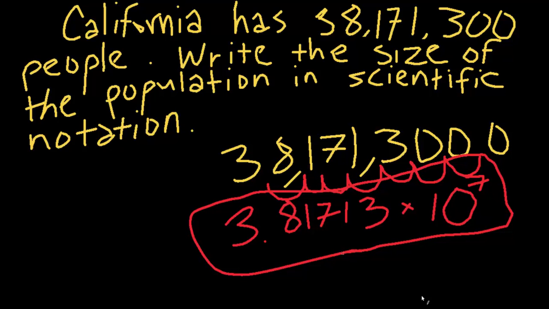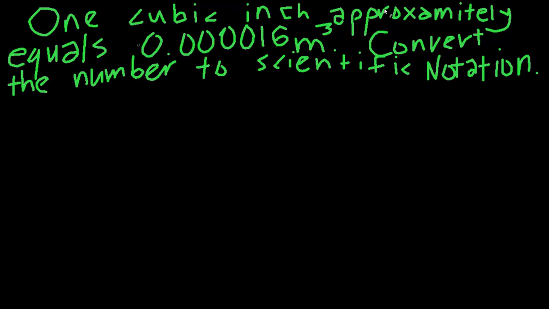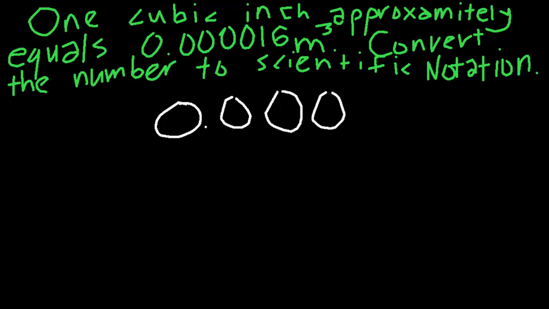Okay, so let's go ahead and do another example. So 1 cubic inch approximately equals 0.00016 meters cubed. Convert the number to scientific notation. Okay, so I'm going to do exactly what I did last time, just a little bit different because we're working with a really small number. And you don't have to put the decimal point there, because with small numbers, it's already there.